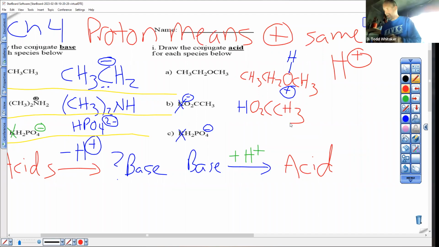We're asked for the acids. And H2PO4 negative. When you give it a proton, the minus will disappear. And this one is phosphoric acid, isn't it?